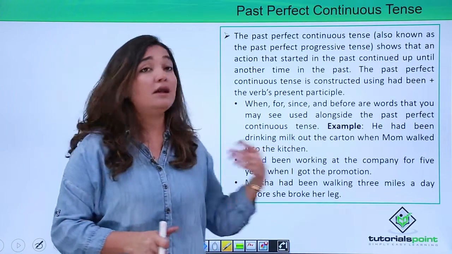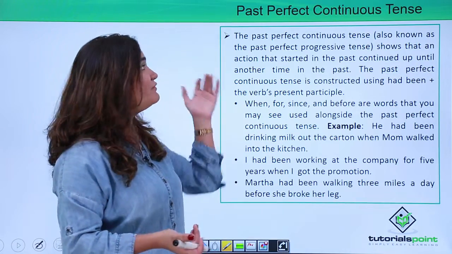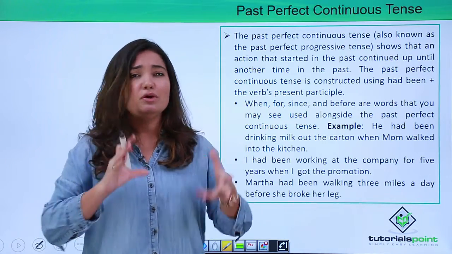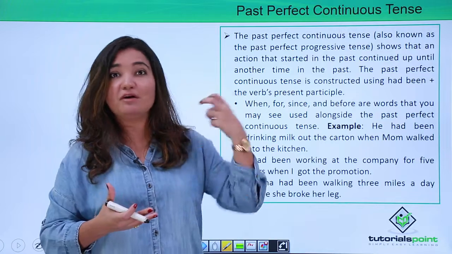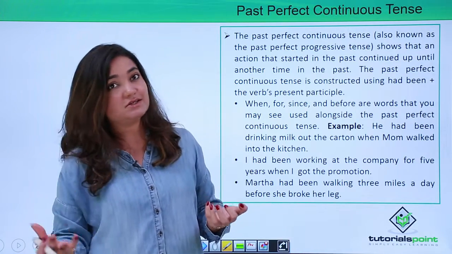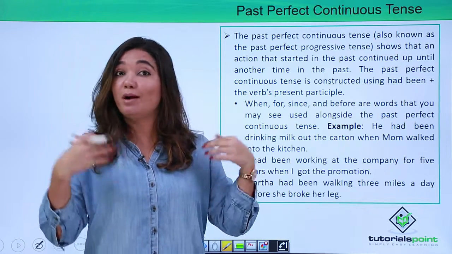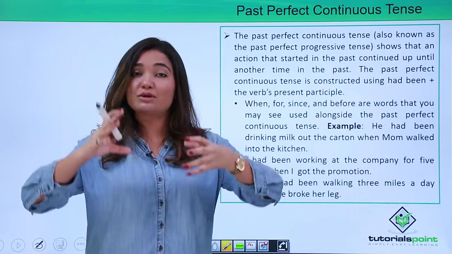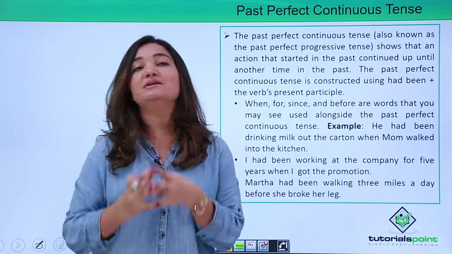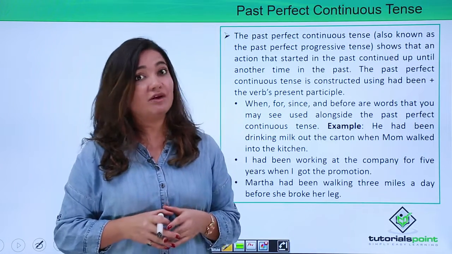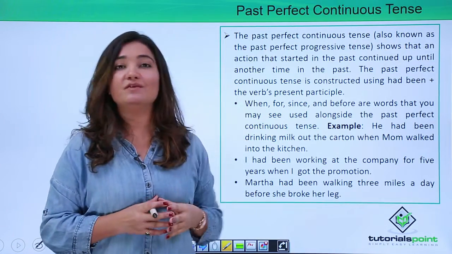Okay, so last but not the least is your perfect continuous tense. So what do you gauge from this? You've already studied the perfect element of a tense and the continuous element of a tense. So any form of a tense, past tense to be specific, which will have both the elements amalgamated together, is what will be referred to as past perfect continuous tense.